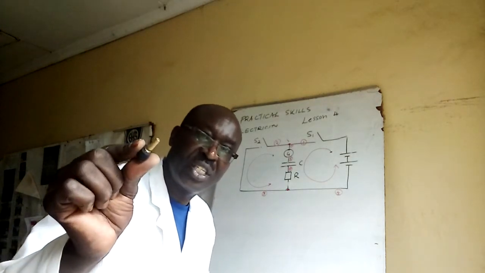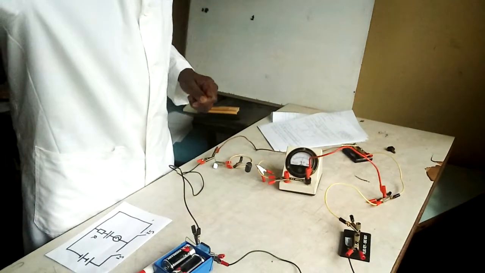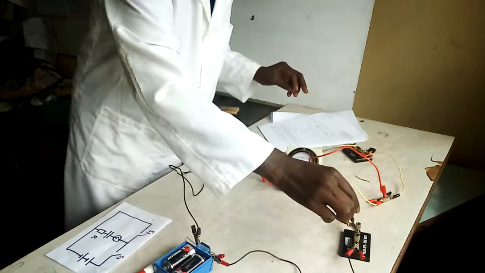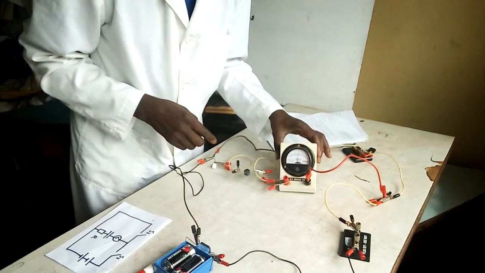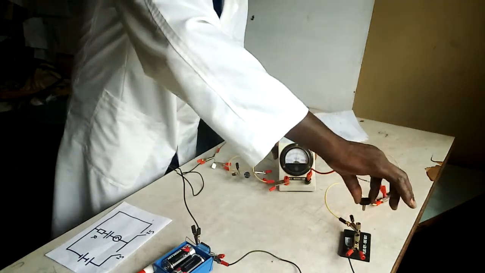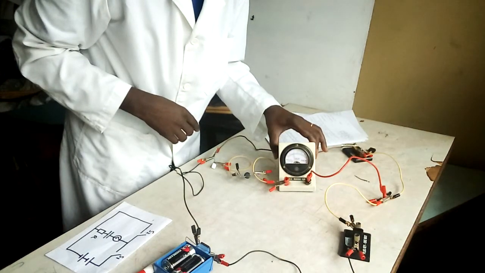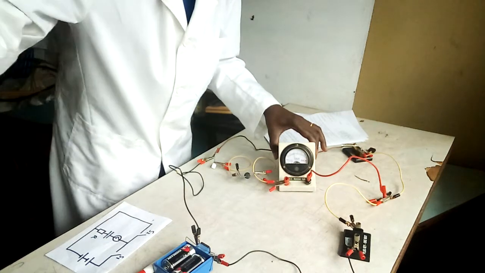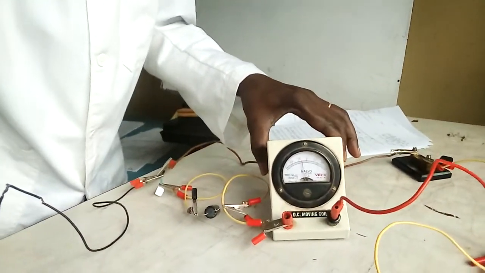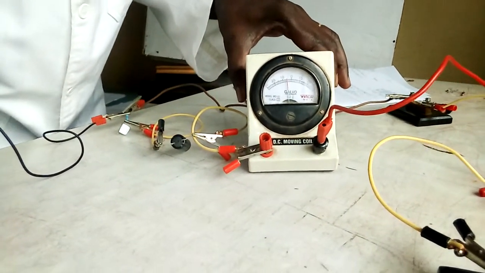I'm going to put the switch 1. This is for this, this is for that. So I want you to observe here. That is the pointer. You can see it. Now I'm going to put in there. Look at that. Again. You should be able to see now what is happening.